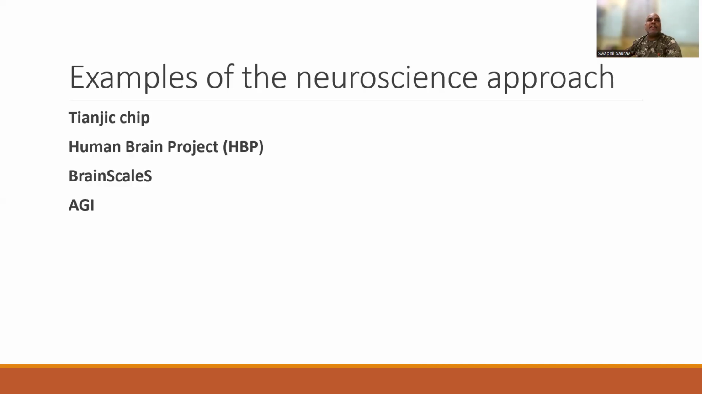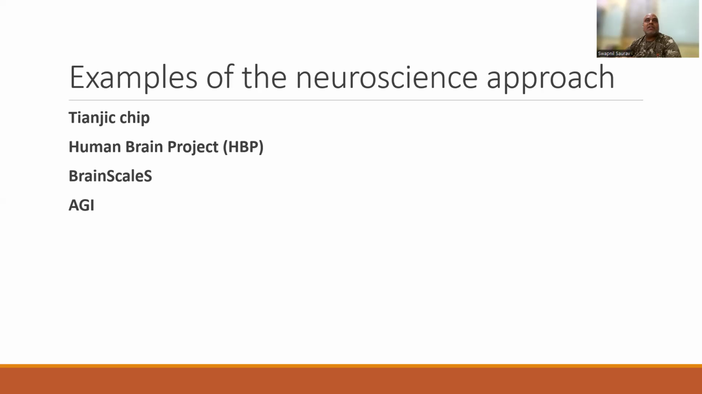For examples of the neuroscience approach, the Tianjic chip developed by Chinese scientists is used to power a self-driving bike capable of following a person, navigating obstacles, and responding to voice commands. It has 40,000 neurons, 10 million synapses, and performs 160 times better and is 120,000 times more efficient than a comparable GPU. We have the Human Brain Project, HBP in short.